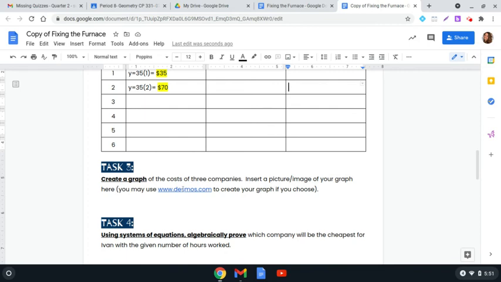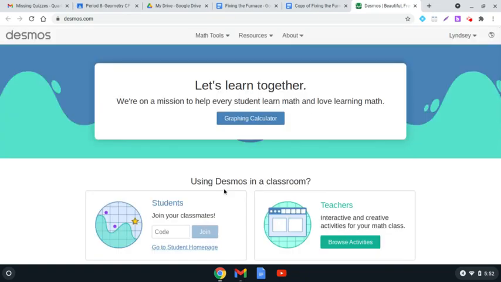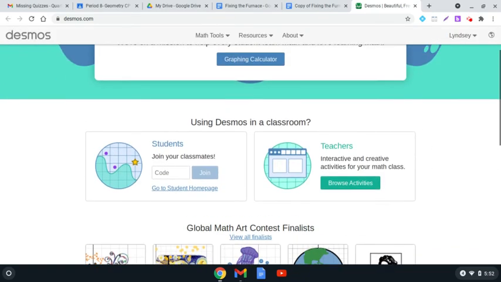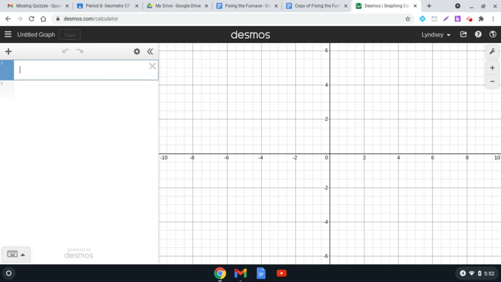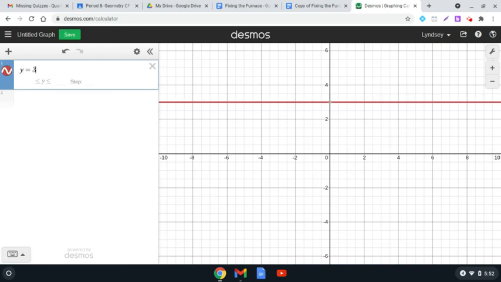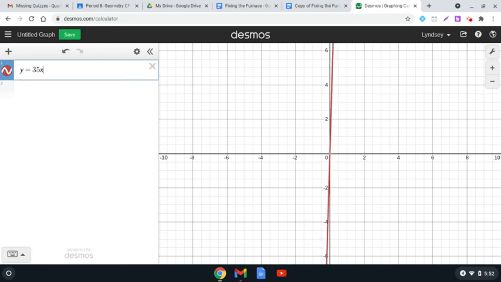Lastly, at home, I want you to go to desmos.com. You're going to open it up. It might take a minute here. Okay. You are going to click on this graphing calculator piece. Okay. And then right here on the side, that's where you plug in your equation. So our first equation was y equals 35x, and you'll see that it just graphs it for me.